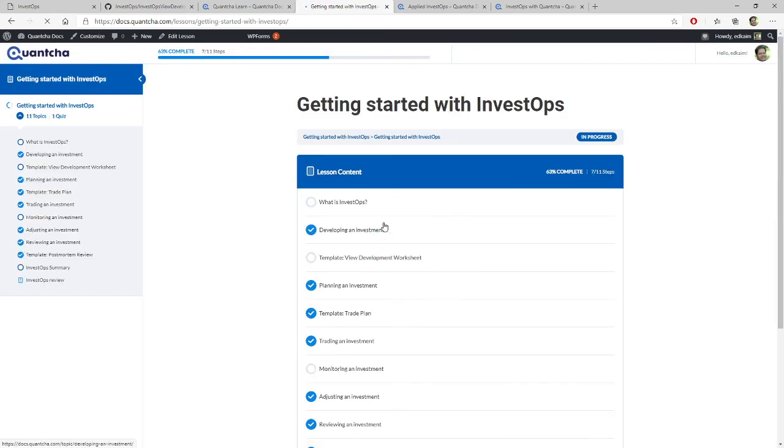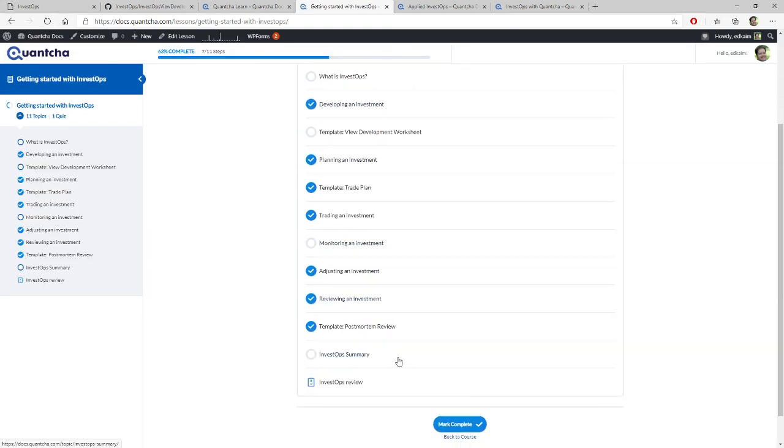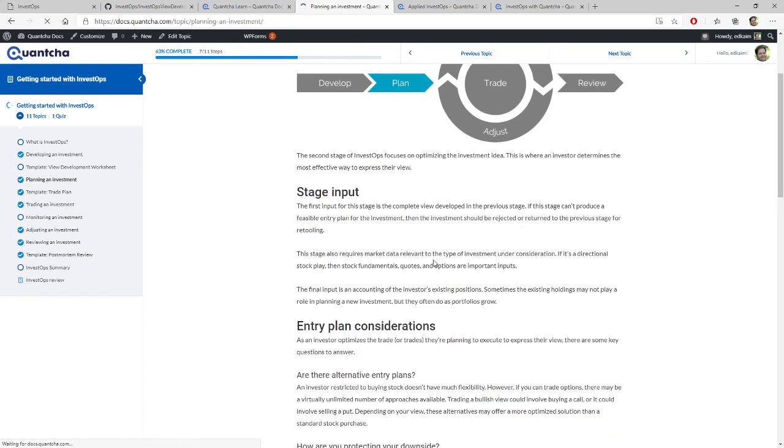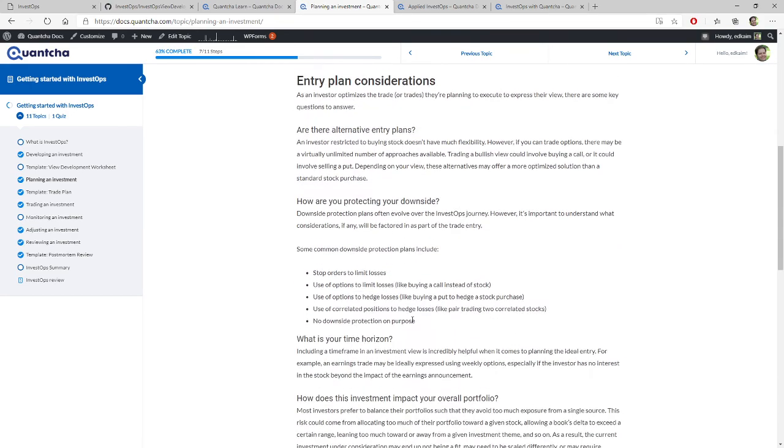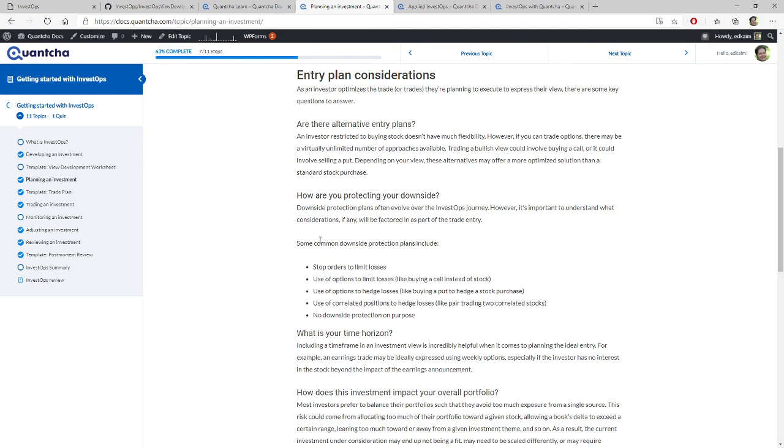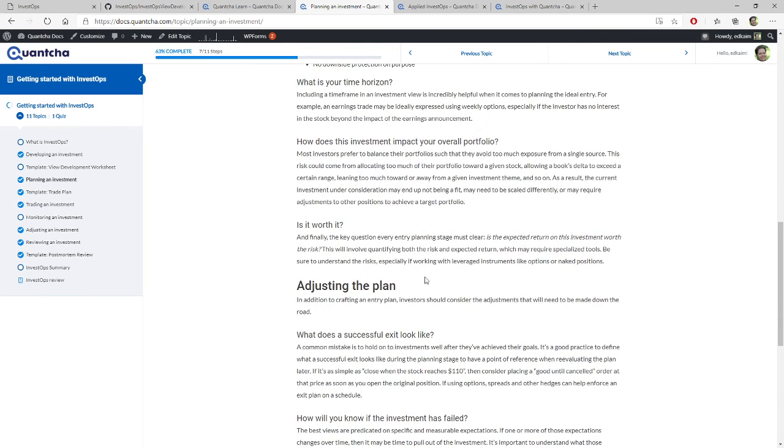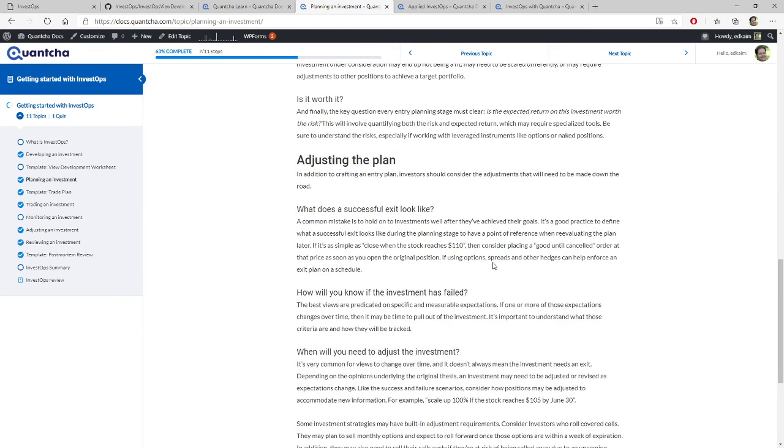So going back to the Getting Started one, just to give you an idea of an example of one of these, there's a bunch of different lessons along the way. We've got a quiz at the end for you to test yourself. Let's take for example, planning an investment. This is a good step. This is really the trade plan. So we talk about the stage input, plan considerations, questions you should be asking yourself, time horizon, things about downside protection, how you should plan to adjust. And again, it's not how you should adjust, but it's more saying how you should approach thinking about planning to adjust. This way you can be better with the way you do the investment.